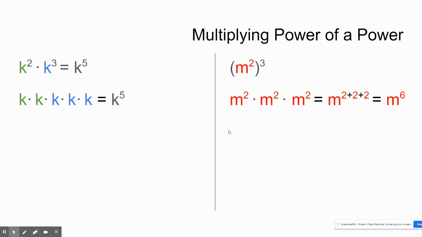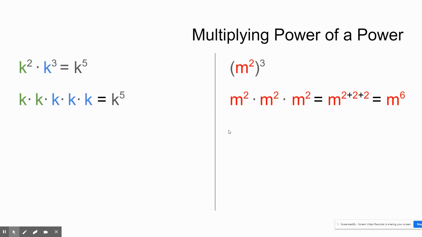Okay, here's what it is. It's m to the second, and you're going to do m to the second 3 times. Multiply it by itself 3 times. M to the second times m to the second times m squared is m to the 2 plus 2 plus 2, which is m to the 6th.